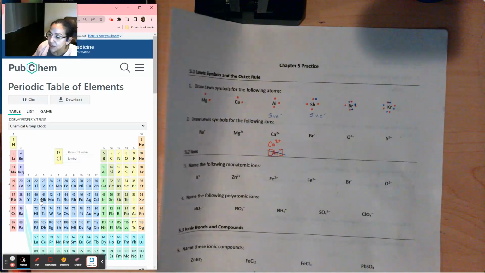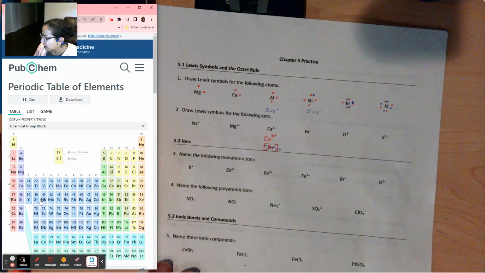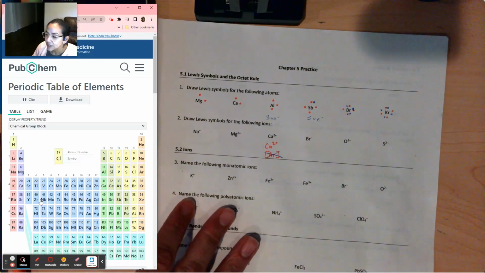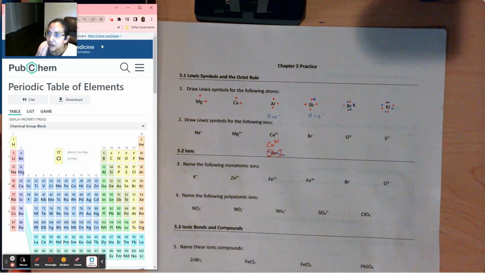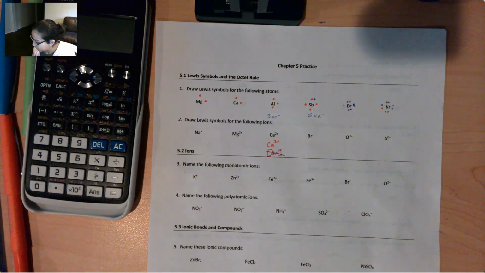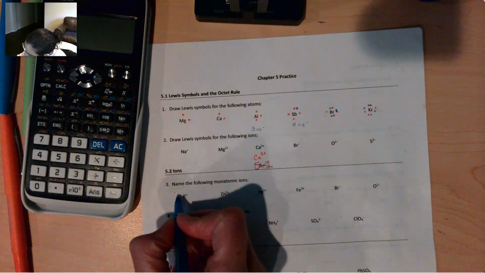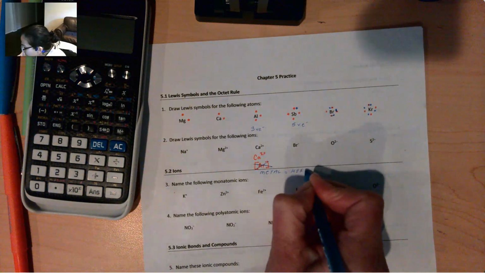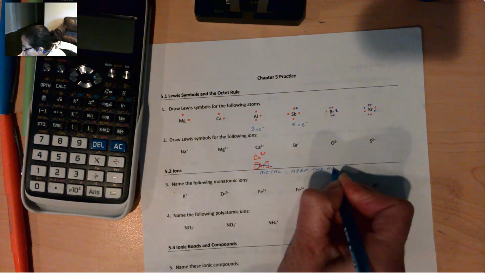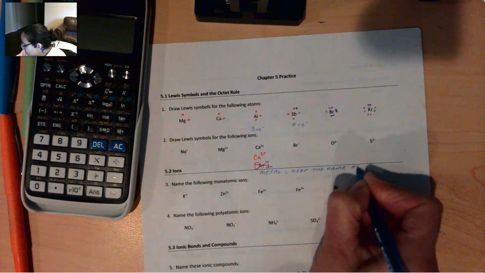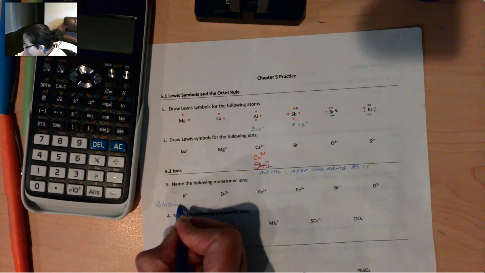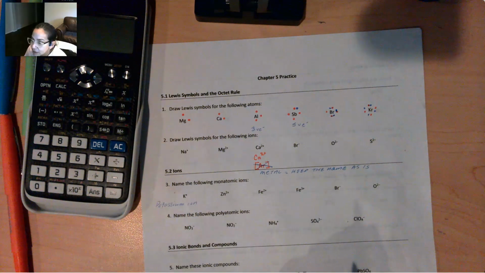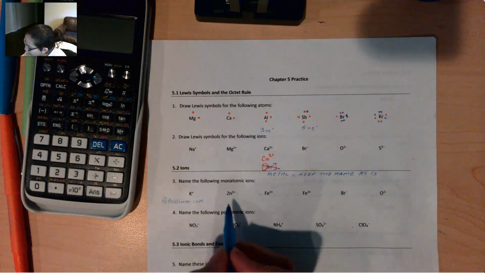All right, so let's go into our ions right here. It wants us to name the following monatomic ions, so naming our ions. The first one, K, is a metal. So with metal, you keep the name as is. So this one is just going to be potassium ion. That's it. With metals, you keep the names as is.